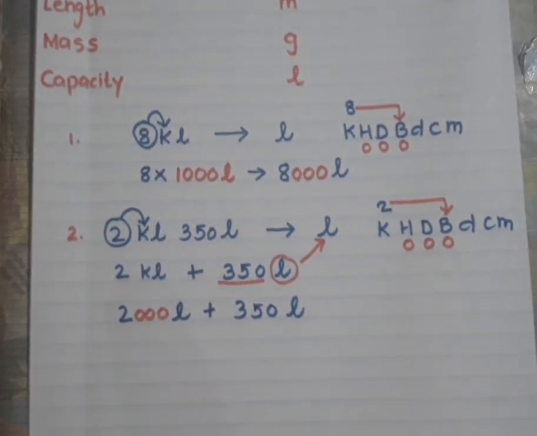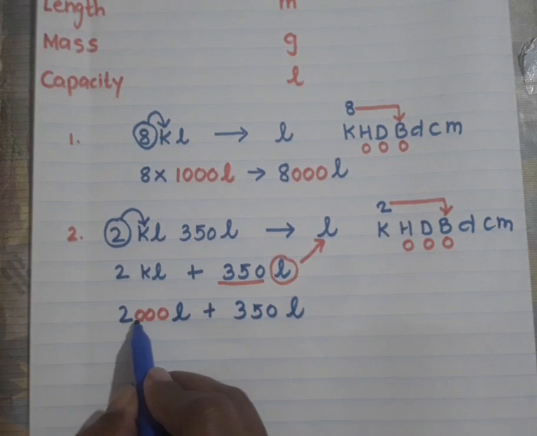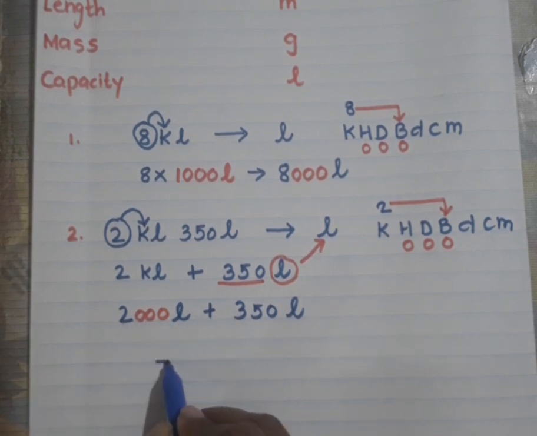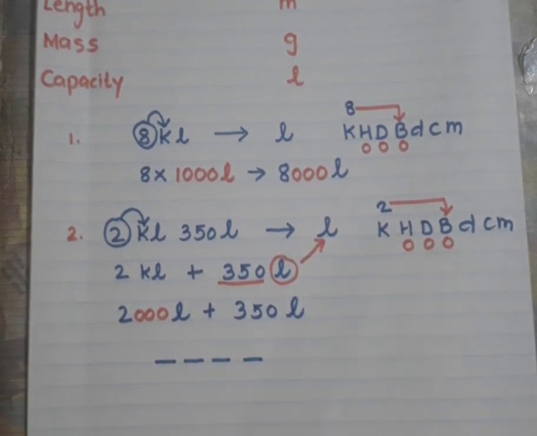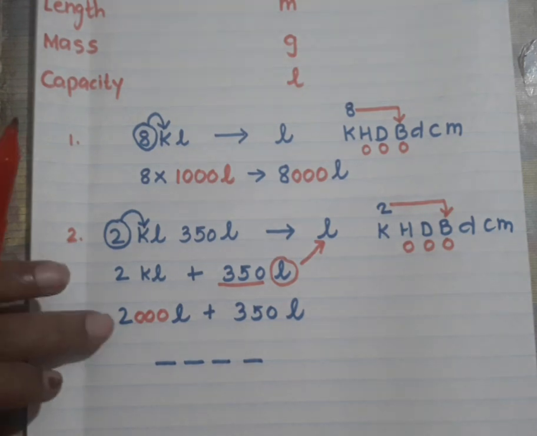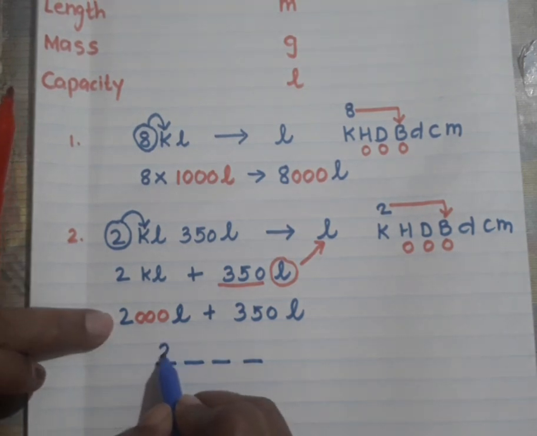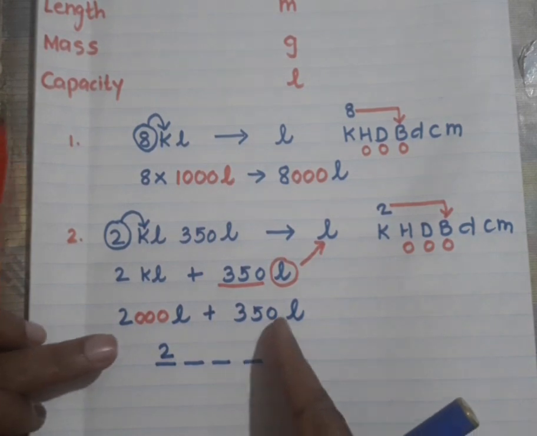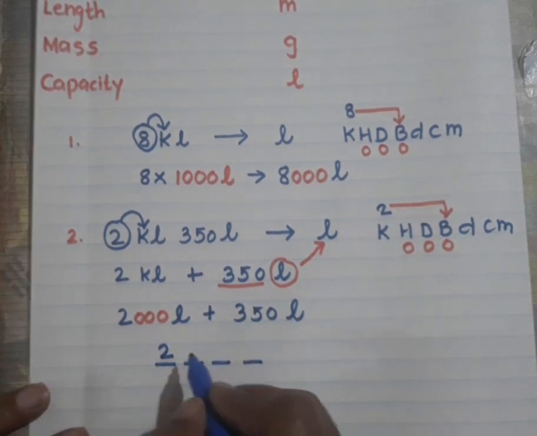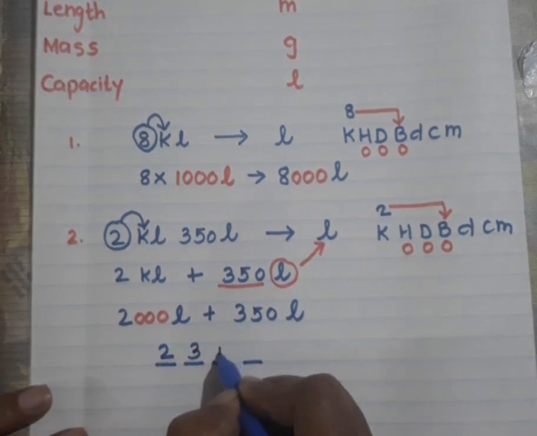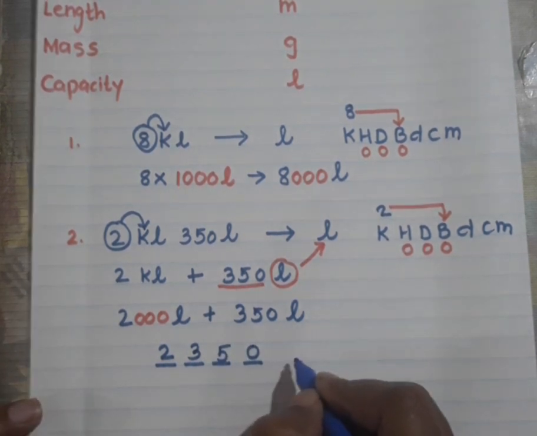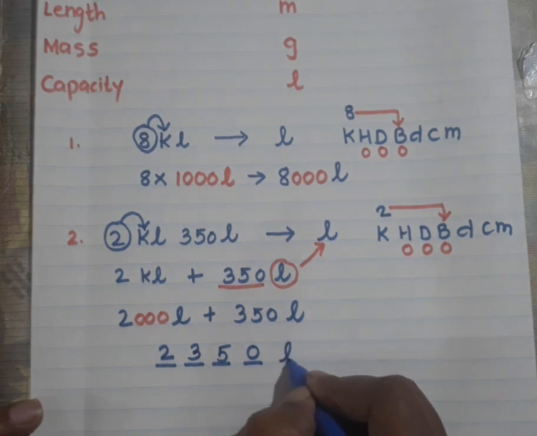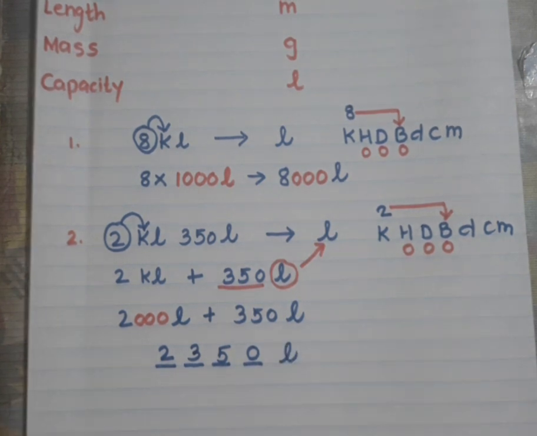So what do we do now? 1, 2, 3, 4 digits, right? So just make 4 dashes. 1, 2, 3, 4. Why? Because unnecessarily, why should I do the rough work and keep adding? Right? So I'll make my work little easier. My 4th digit is 2, so I will write on the 4th place. My 3rd digit is 3, so I will write here. 2nd digit is 5, and last digit is this. And that's it. So we have 2350 liters. Alright children, let's take one more example.